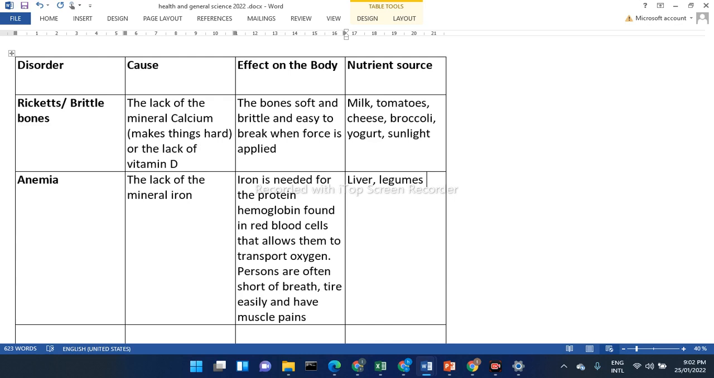Okay, so legumes would be stuff like your peas, your beans, your lentils. They are different types of legumes. So when we say legumes, we're basically talking about the bean world.